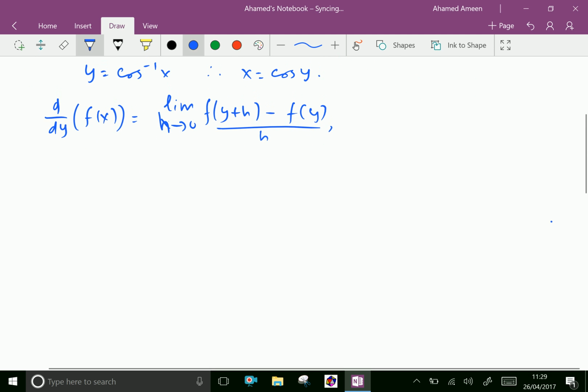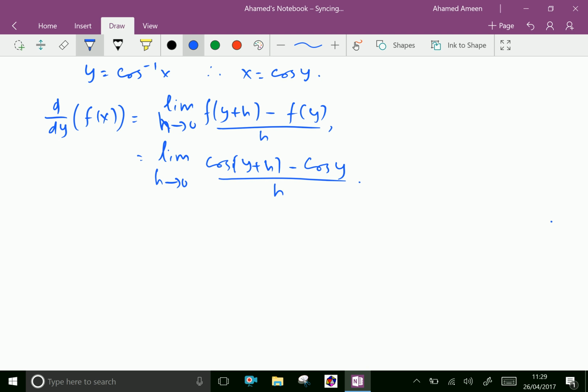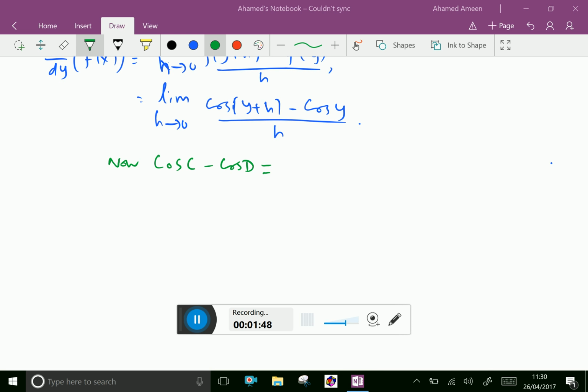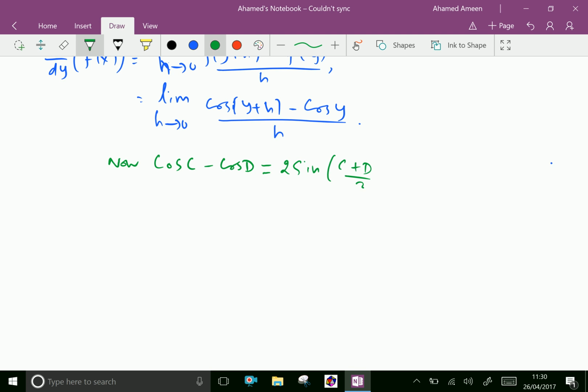Now applying the values, limit h tends to 0, cos of x plus h, y plus h, minus cos y over h. Now cos c minus cos d equal two sine of (c plus d) over 2 into sine of (d minus c) over 2.